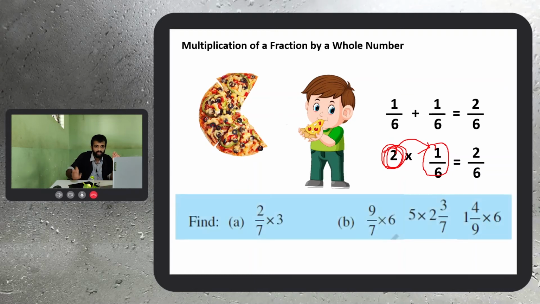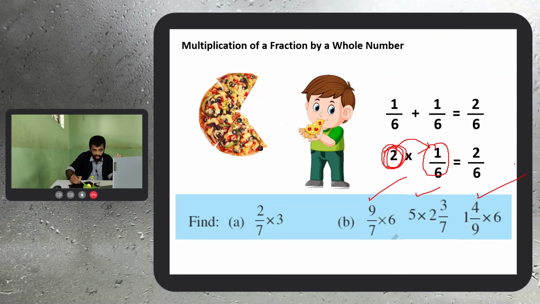You can try out these problems. So here 2/7 is multiplied with 3. 2/7 is a fraction, 3 is a whole number. So 3 twos will become 6/7. Same way you can try this one and this one.